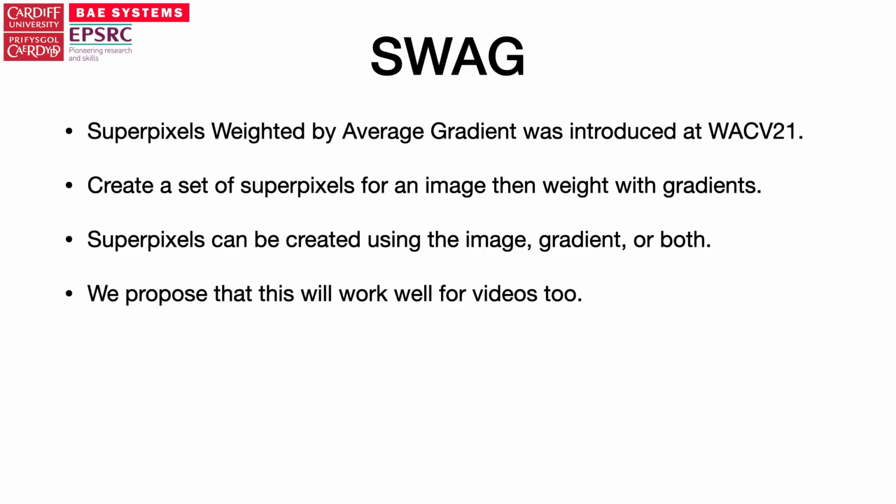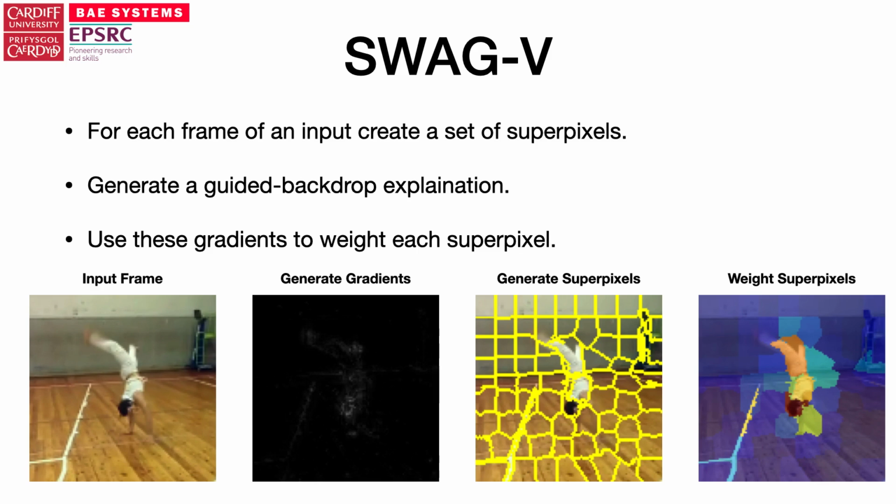A technique was introduced at WACV 21 called SWAG, Superpixels Weighted by Average Gradients. SWAG creates superpixels using the input image and then uses backpropagated gradients to weight the superpixels to show how important the underlying region is to the network's prediction. We proposed that SWAG could be modified to create accurate explanations for videos too. We therefore propose SWAG for video, or SWAG-V.